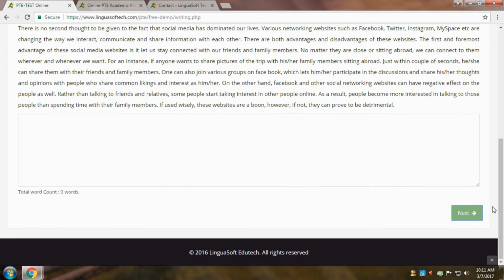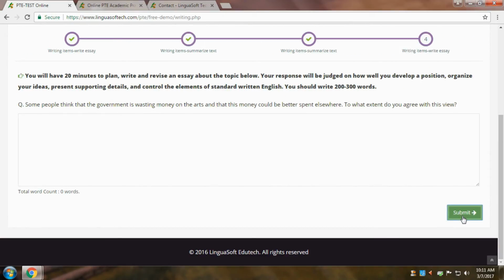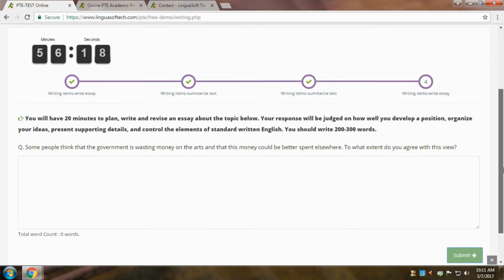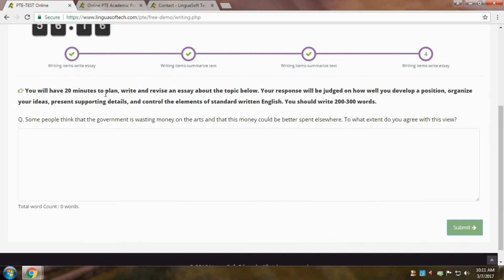Now moving towards the writing part 2. As I already discussed, in writing part 2, you are given an essay to write. Basically, 4 types of essays are there, that is agree disagree, problem solution, advantage disadvantage, and descriptive one. So whatever kind of essay you are given, you get 20 minutes for this task.